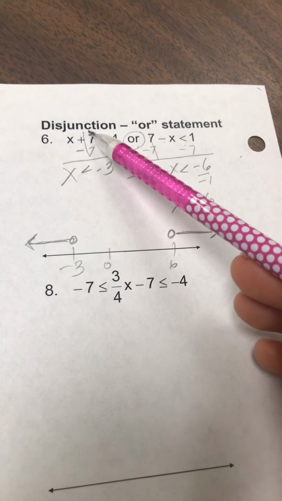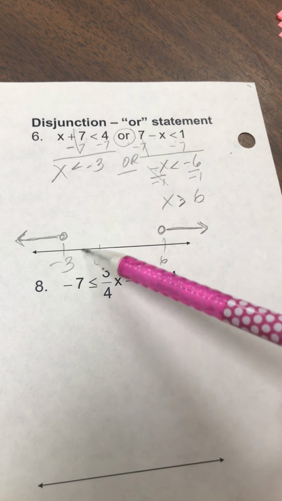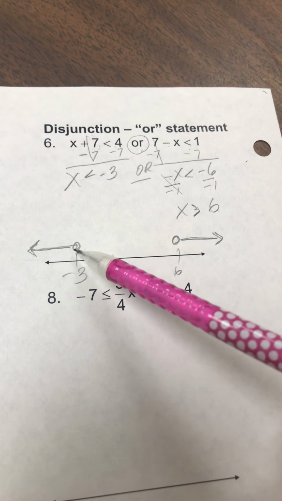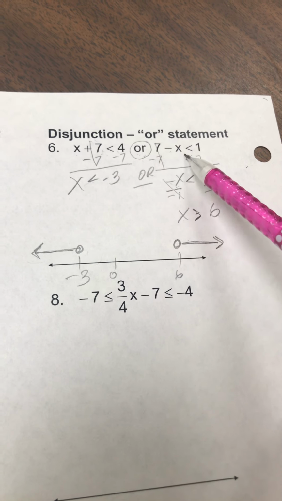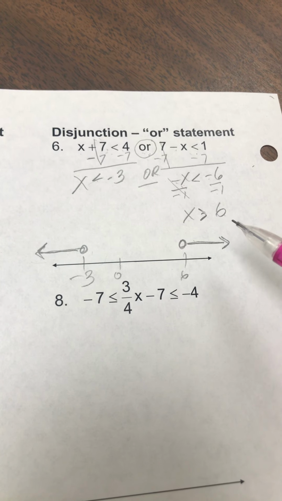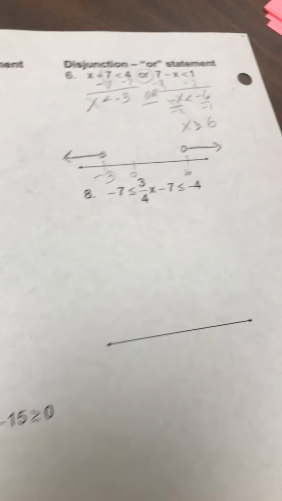A disjunction means they're split, they're disjointed, meaning they're going separate ways. So when you have an or, if you have an equation or another equation, you should know that your graph should always go opposite. They don't connect. If they do, then you've done something wrong and you need to go back and check your work.